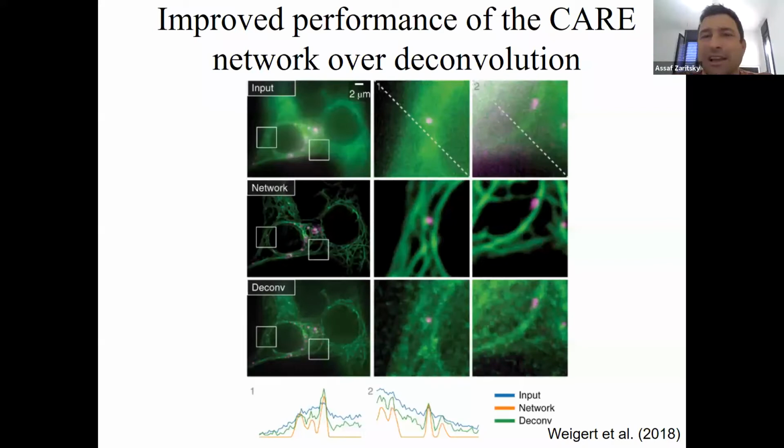Anyway, we're still looking at quality, so looking at the performance. You can look at the top here, you can see the input images, which are pretty crappy, and the network reconstruction. And now you can start to see these nice structures, which look like microtubules. You can see these filamentous fibers and these puncta objects.